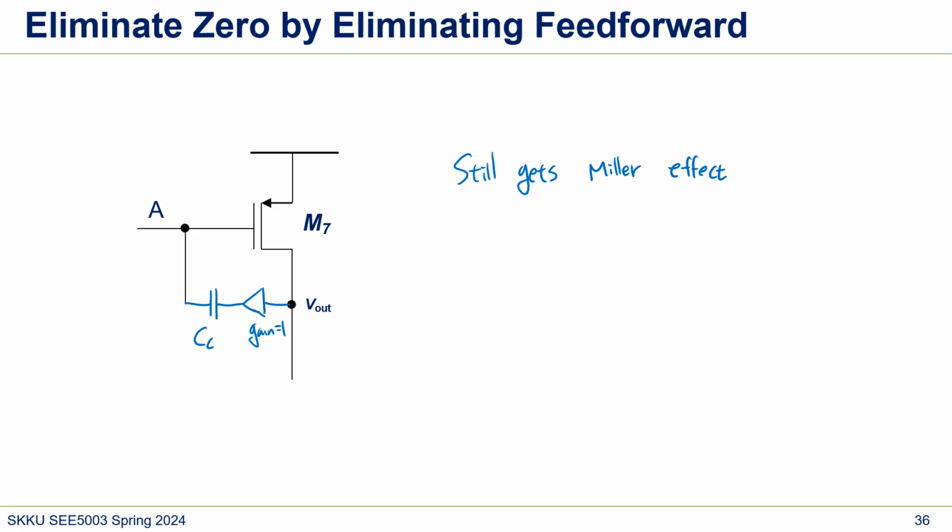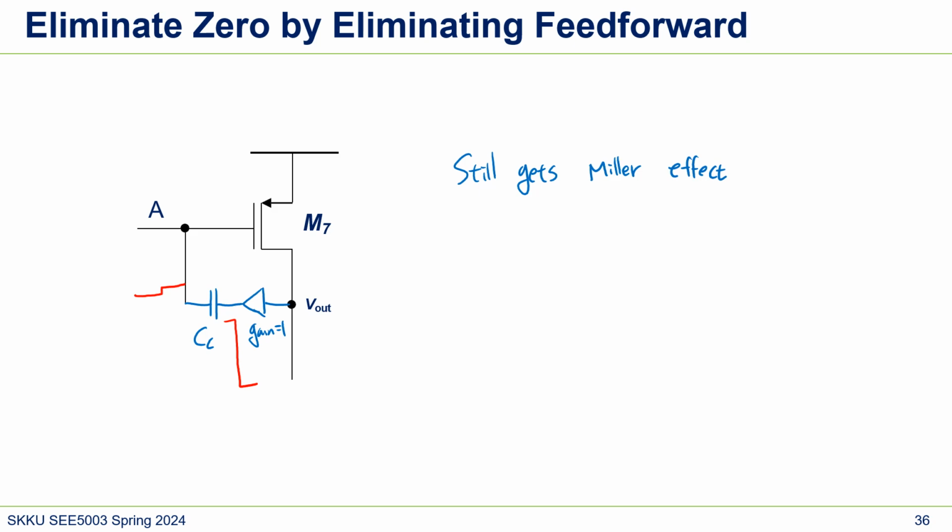Why? The way the Miller effect works is the voltage difference, right? If the voltage moves here like this, the other side should move like this. Because there's a huge voltage difference between these nodes, the capacitor looks kind of larger, I mean the effective capacitor looks larger, right? So what we do here is just copy the voltage V out to here by using a buffer.